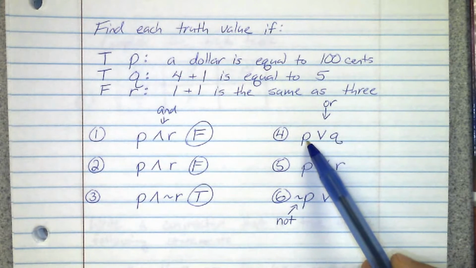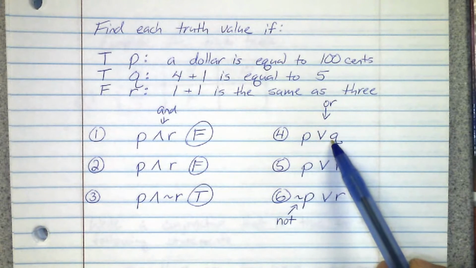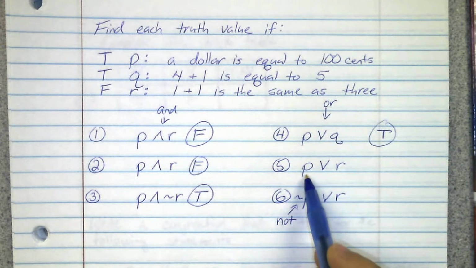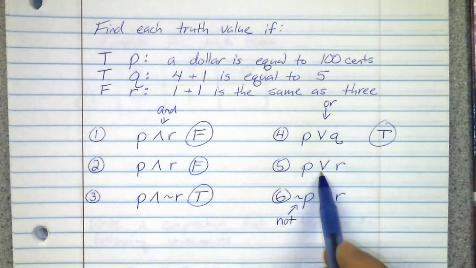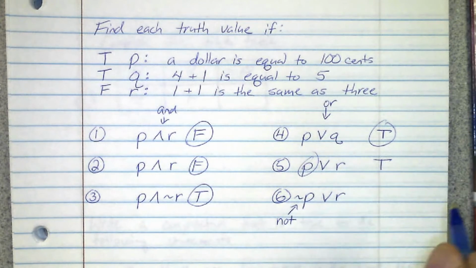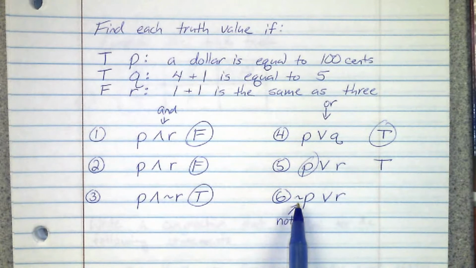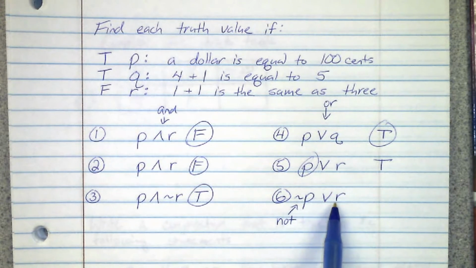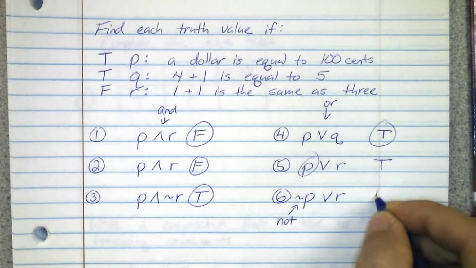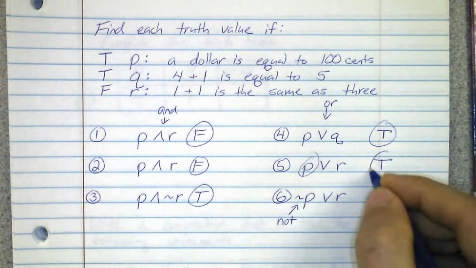Right here, P or Q. $1 is equal to 100 cents, or 4 plus 1 is equal to 5. They're both true, so we're good. $1 is equal to 100 cents, or 1 plus 1 is the same as 3. Since at least one of these was true, that works. Not P. So, $1 is not equal to 100 cents, or 1 plus 1 is the same as 3. Since both of these statements are false because of that negation symbol, we would say this is false.